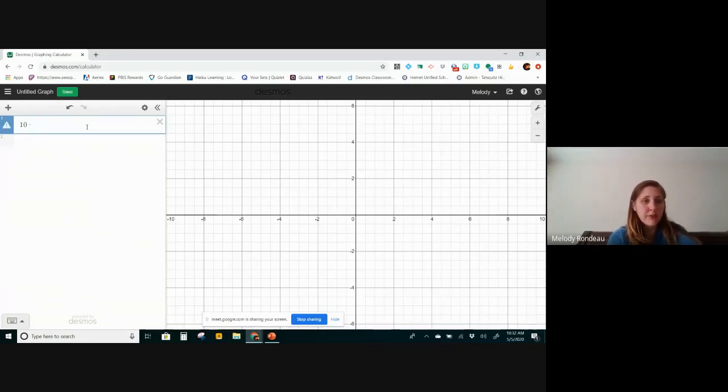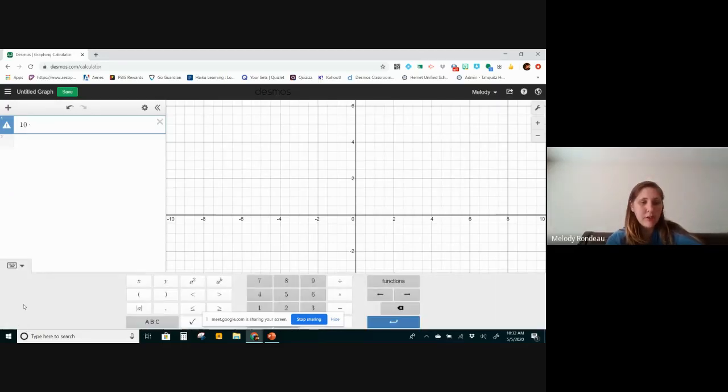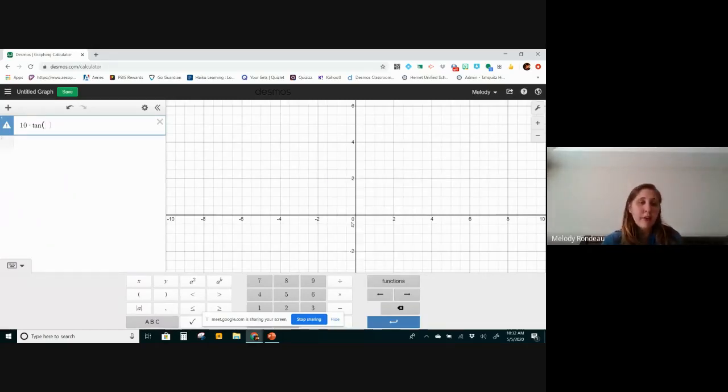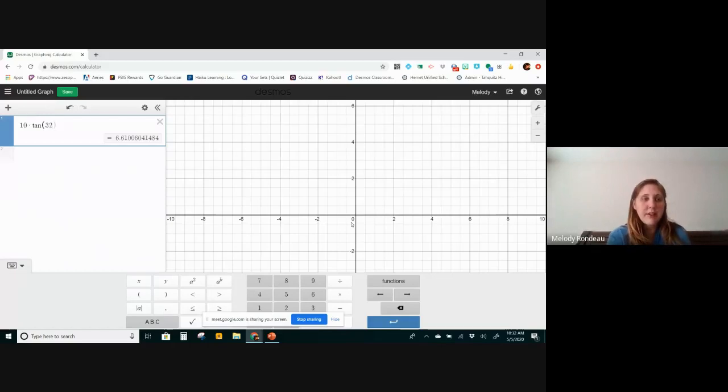You can also go down here to the bottom corner of your screen where it says show keyboard. If you go over to functions and click on that, it will also give you tangent here, and then it will automatically put those parentheses in for you. Either way is fine, but those are two ways you can do that. And even as I type it, it calculates it for me. I can finish it off if I want it to look pretty.